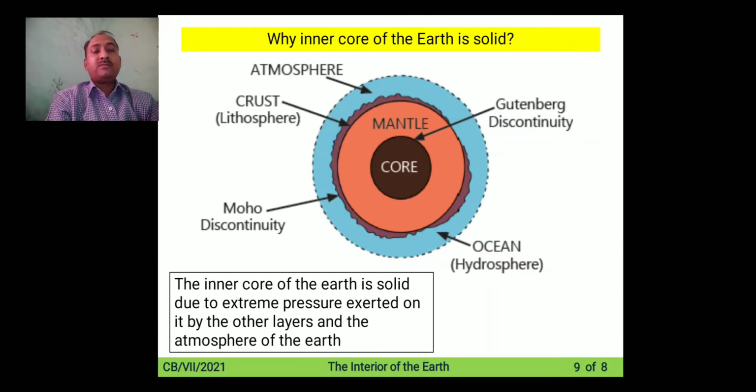Then you know the hydrosphere is also there around the earth. So these are the different types of layers that we always find here. And all these various layers always create pressure on the core part. So that's why the core of the earth is found in the solid state.